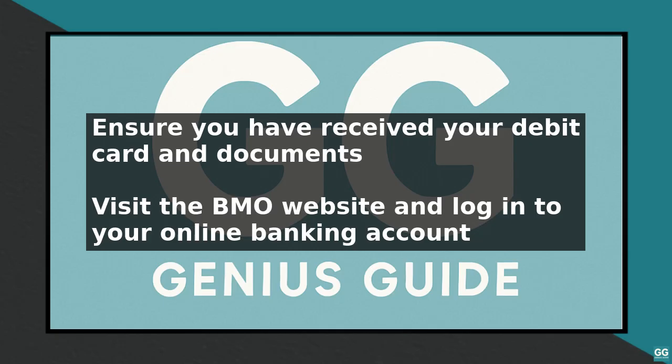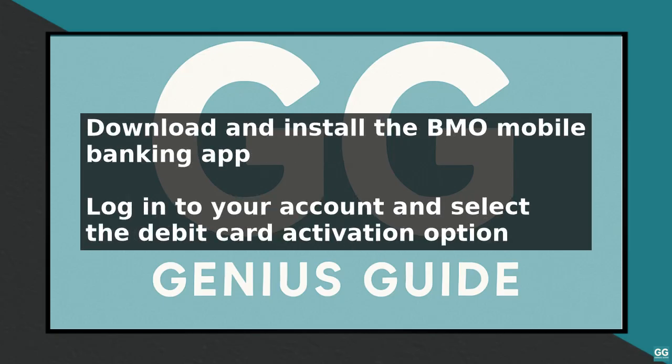If you do not have an online banking account, you can register for one on the website. Once logged in, navigate to the debit card activation page and enter your card number, expiration date, and security code as requested. Alternatively, you can activate your debit card through the BMO mobile banking app.